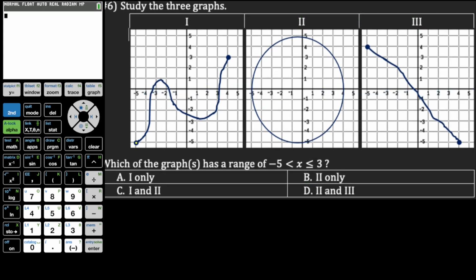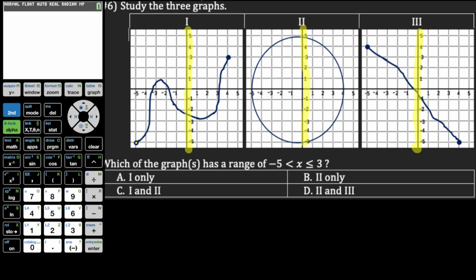For number 6, it says study 3 graphs, same pictures as before. Now we are talking about the y values since we're working with range. So I'm going to highlight my y values, that way it's easier to see. As you're looking at your y values, keep in mind, again, we're talking about open or closed circles, or if it passes through that point.